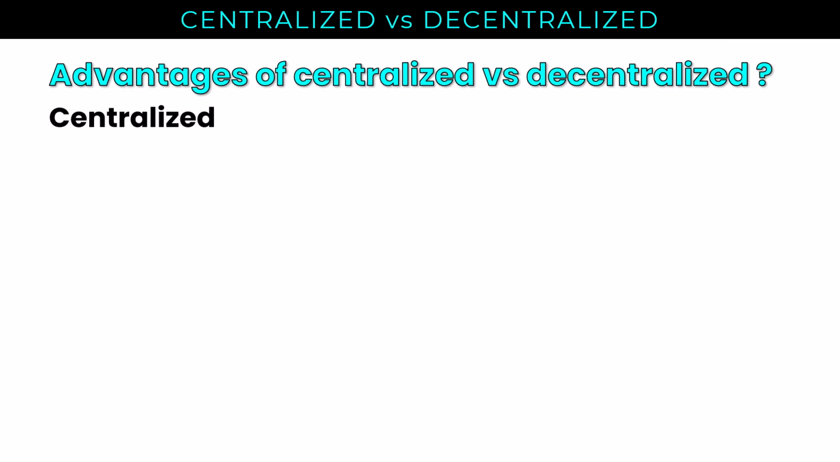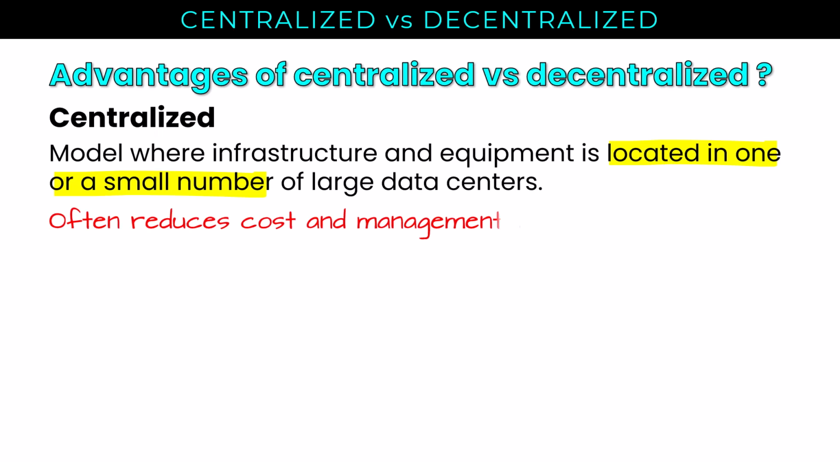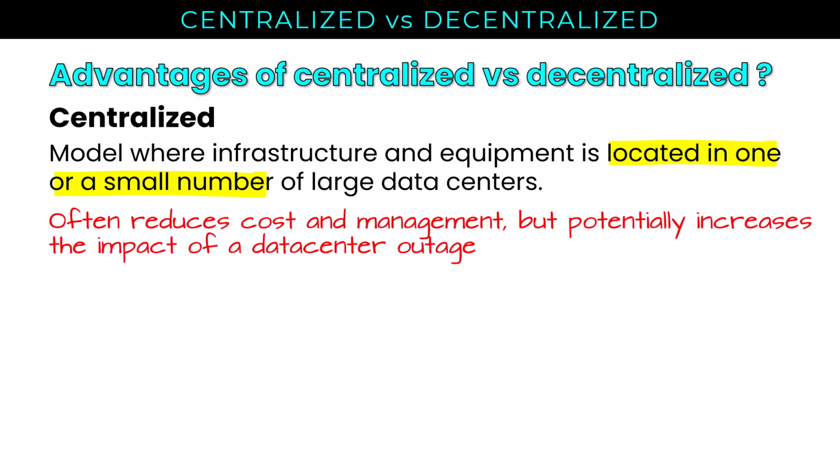So in the centralized model, we have infrastructure and equipment located in one or a small number of large data centers. This can often reduce cost and management, but it potentially increases the impact of a data center outage because we're going to have a greater percentage of our compute in any given data center.